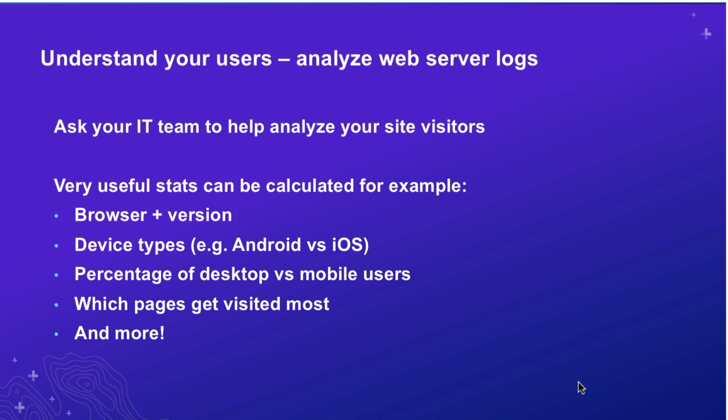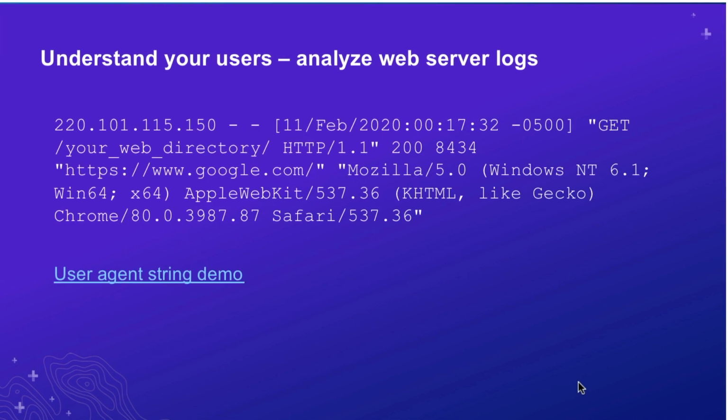the versions, the device types that are visiting your website, whether it's desktop or mobile, such as Android or iOS. You can look at the percentages of how many of your visitors are mobile versus desktop and which pages get visited the most, and so much more. And here's an example of the type of information that is in the web server logs.